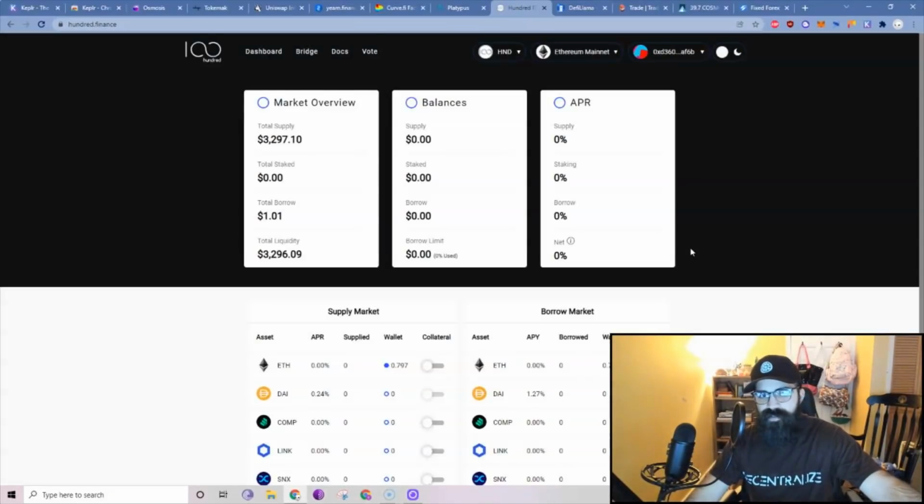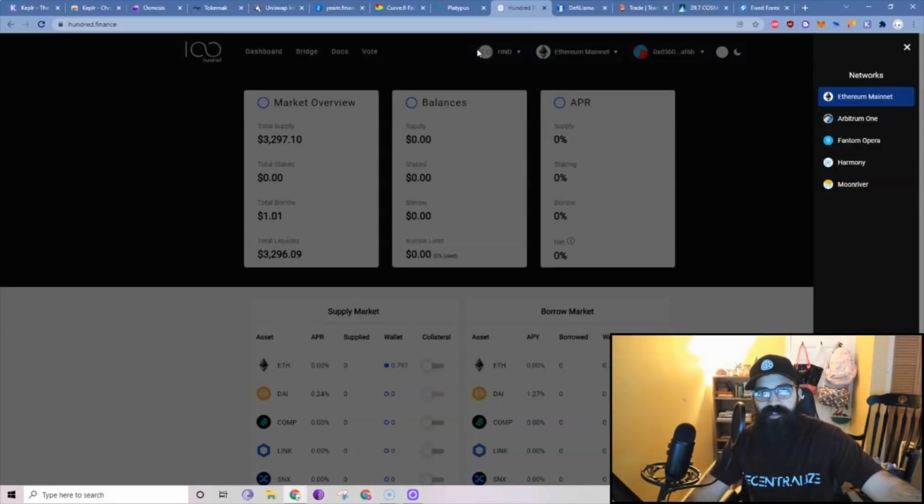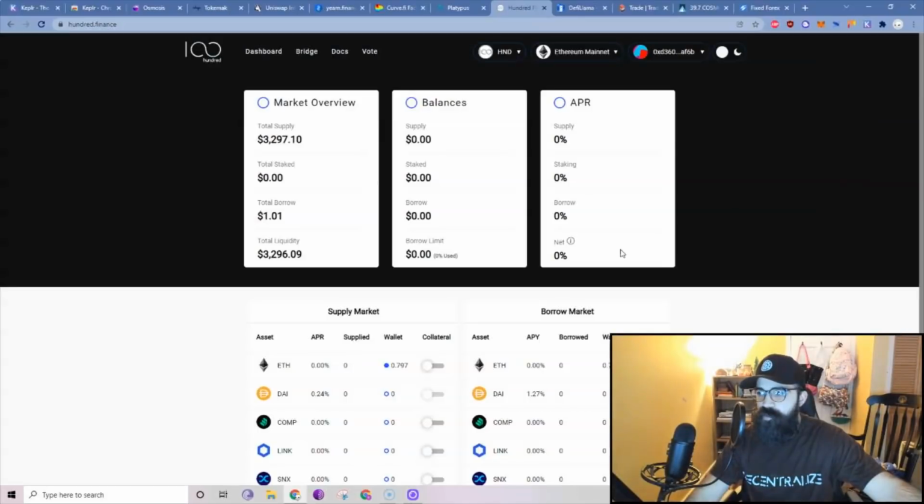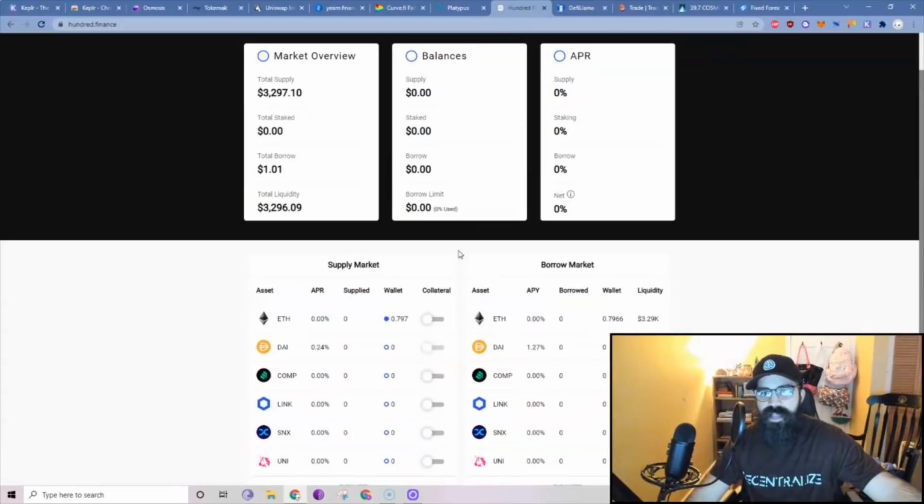So 100 Finance works pretty simply. It does not work very well on Ethereum, just because gas fees make it sort of unfeasible. So it's too bad it's not on Avalanche. We could look at both of them at the same time. But effectively what you do with 100 Finance is you provide some HND tokens to get a better yield on your supplied assets. And if you borrow against those assets, that yield goes away.